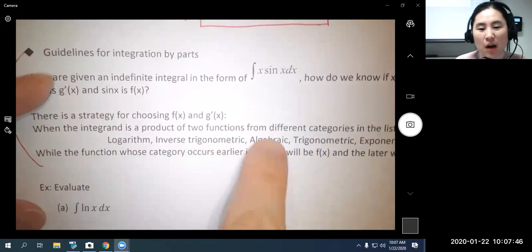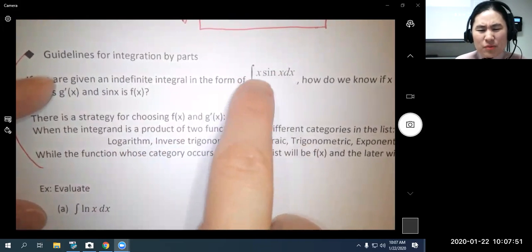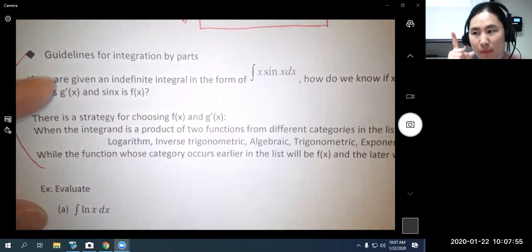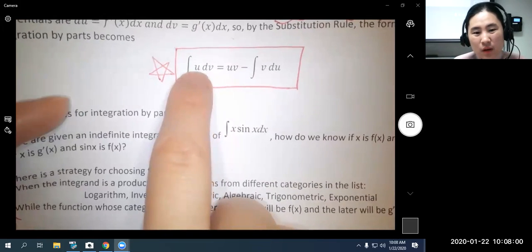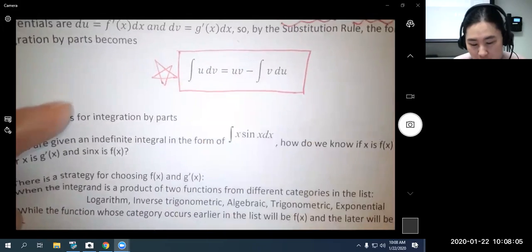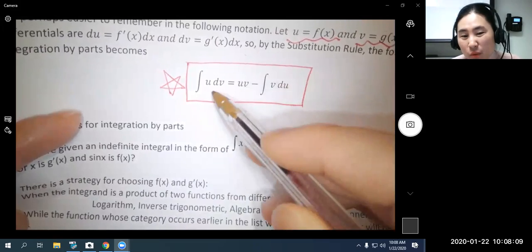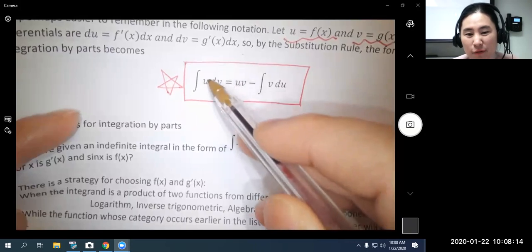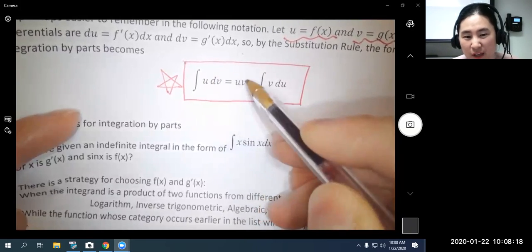So this is kind of hard to remember, right? We have two functions. Which one is f, which one is g prime? It's hard to choose, okay? But just remember one thing. Because u and dv are the two functions, eventually in the formula we have to compute what? du, okay? We're going to differentiate the u, we're differentiating f. And then from the dv, we will find an integral of dv, and we'll get a v here, okay?